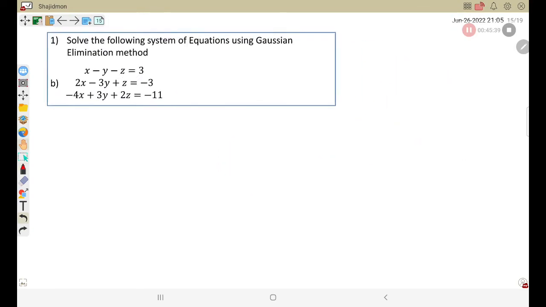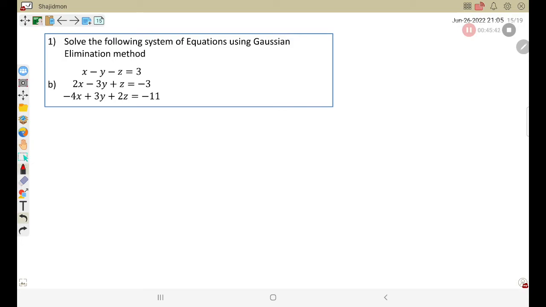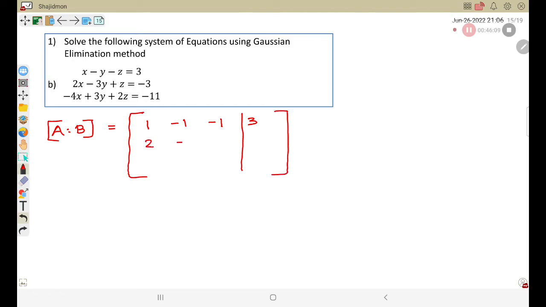Question number 1b. Now I am skipping some steps, so please refer to the first question for more steps. Okay, now solve this system of equations. Start with the AB matrix. Write the coefficient numbers. X coefficient 1, Y coefficient minus 1, Z coefficient minus 1, right side number 3. X coefficient 2, Y coefficient minus 3, Z coefficient 1, right side is minus 3, then minus 4, 3, 2, minus 11, correct?